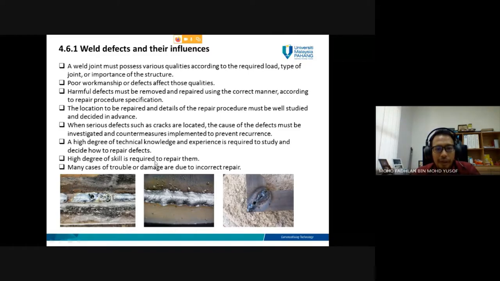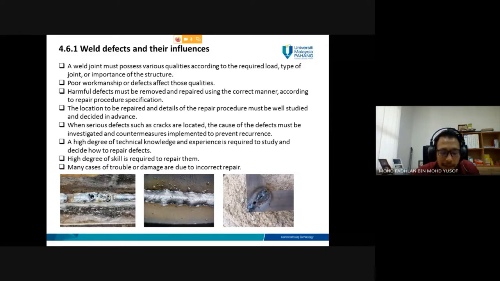High degree of skill is required to repair them, and many cases of trouble or damage are due to incorrect repair. So kita boleh simpulkan daripada point by point ni, setiap welded joint ataupun welded component tu kita design berbeza mengikut aplikasi yang berbeza. Kita design tu maksudnya bukan setakat design component tu sendiri, tapi design proses tu. Kita nak guna proses welding yang mana satu, okay, electrode yang mana satu, kita nak decide filler yang mana satu for example kan. Semua tu akan effect quality.